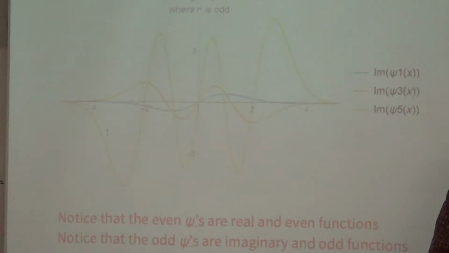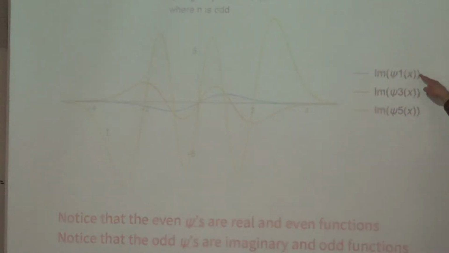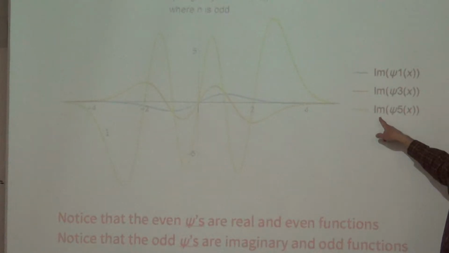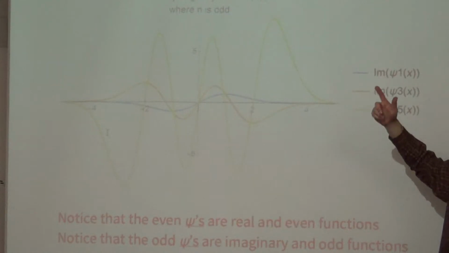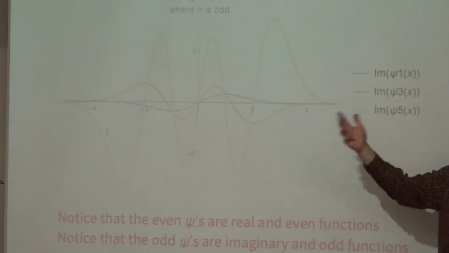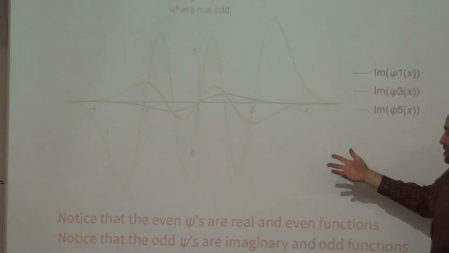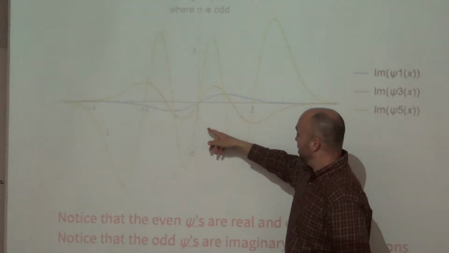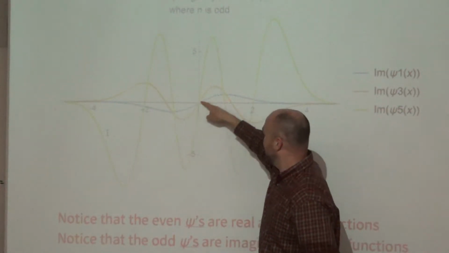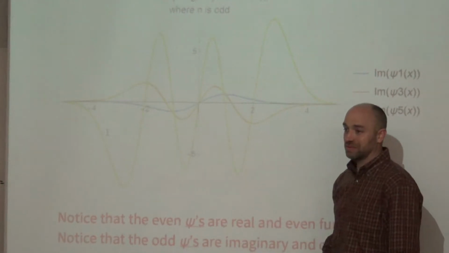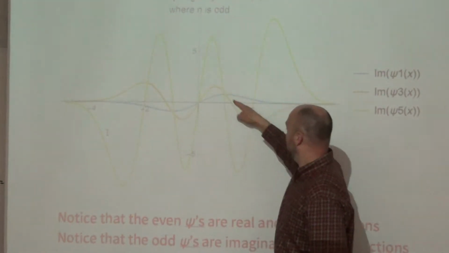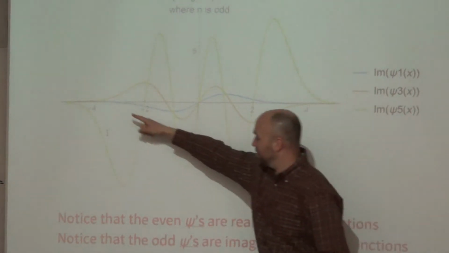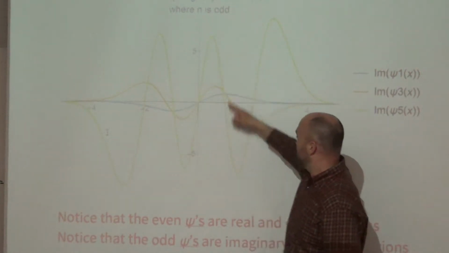And then I did the first three odd ones as well. Psi 1, 3, and 5, but just the imaginary parts. Why? Because the whole thing is imaginary. Oh. So it's really the plot of the whole thing. It's just in the imaginary plane. So then the blue one here is psi 1. See how it's an odd function? And then the orange one here is psi 3. And the yellowish one is psi 5.